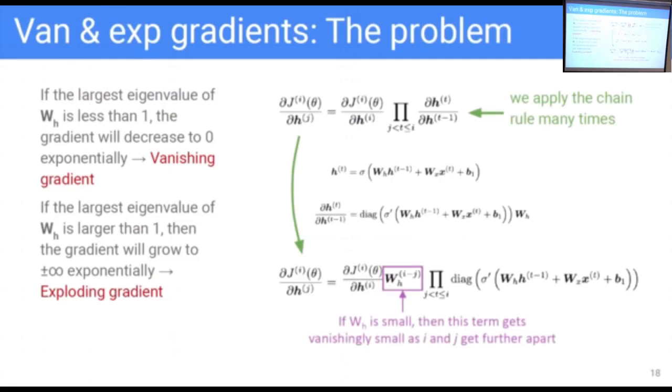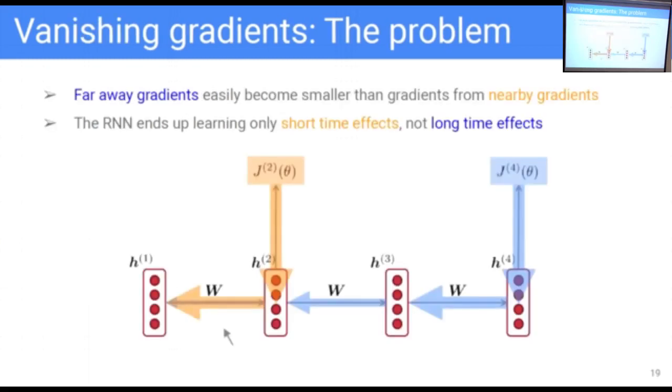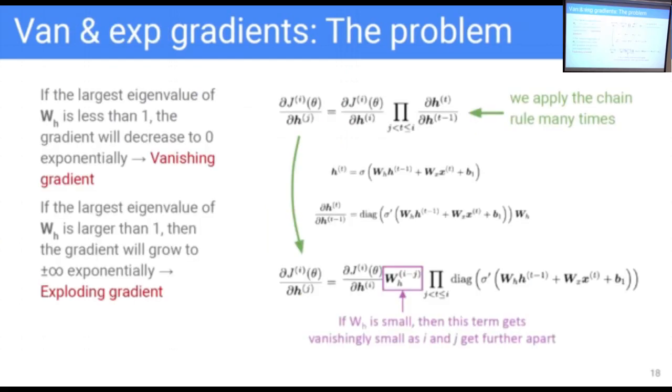Okay, I have talked about the exploding gradient side. Now we are going to talk about the vanishing gradient side. So what is happening with the vanishing gradient? As I was saying before, to get the derivative of the loss function with respect to the hidden state several steps ago, you end up with many multiplications, and they very easily go to zero.